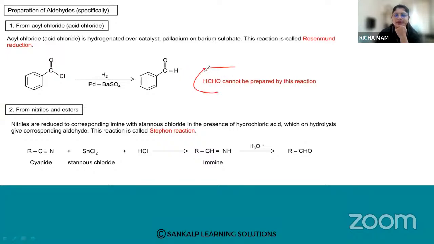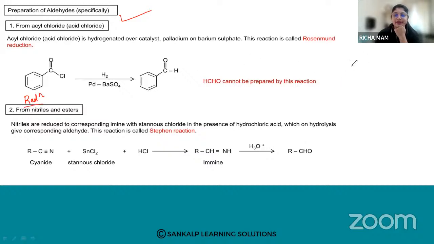So from this reaction, formaldehyde cannot be prepared. Formaldehyde is the first aldehyde. We cannot prepare formaldehyde from the Rosenmund reduction. Next is the reduction of nitriles and esters, by doing reduction on nitriles and esters.